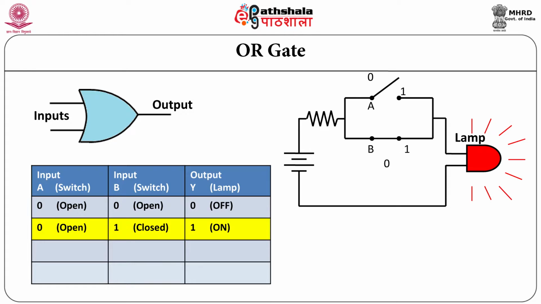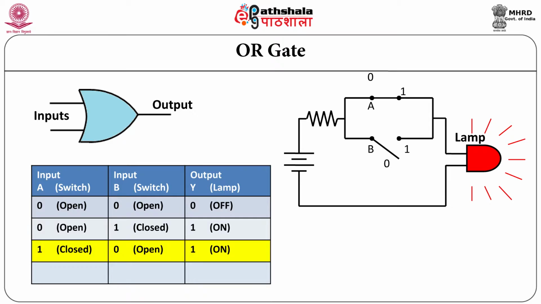When one of the inputs is at logic 0 and the other one is at logic 1, then the output of OR gate is 1. Referring to the switch analogy, when one of the switches is closed, that is at level 1, and the other one is open at 0 level, the lamp is on, indicating logic 1. As the circuit is complete, the current flows from battery to lamp, thereby turning the lamp on.